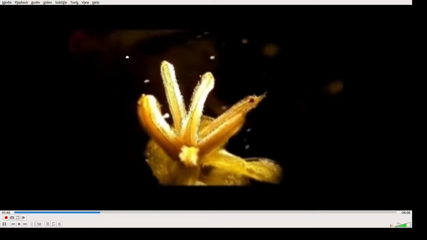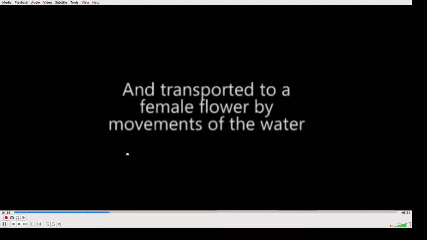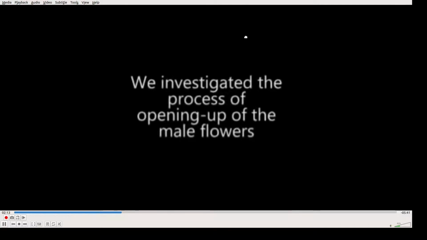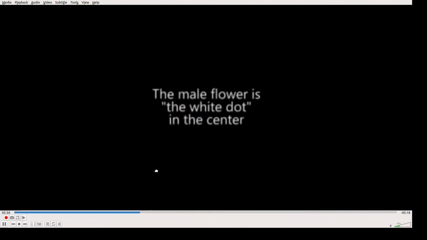Okay, so here we have a male flower producing pollen, sort of sticky filamentous pollen grain, neutrally buoyant, transferred by water currents. You can dive, set up a nice camera, turn it on and wait.